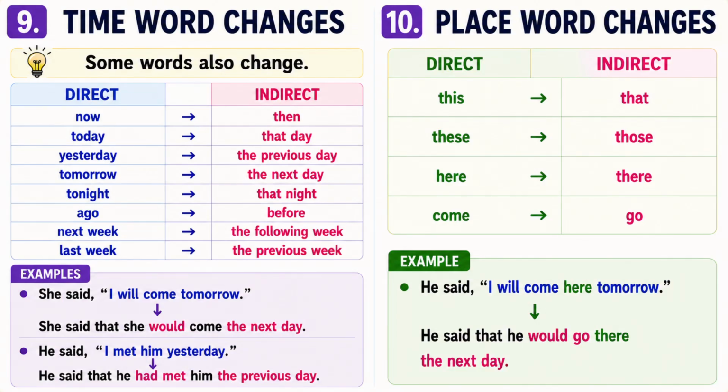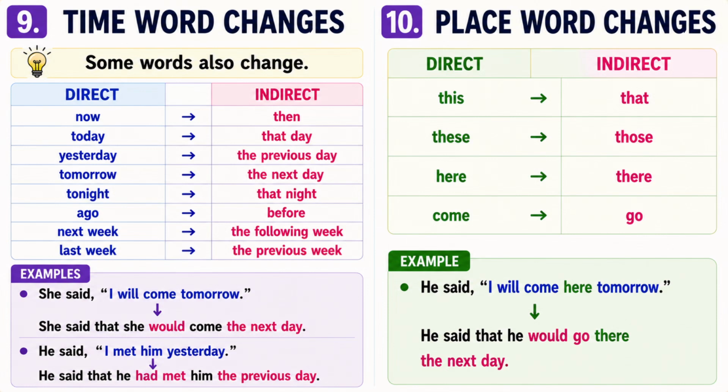Now let us learn time word changes. In direct and indirect speech, some time words also change. Now becomes then. Today becomes that day. Yesterday becomes the previous day. Tomorrow becomes the next day. Tonight becomes that night. Ago becomes before. Next week becomes the following week. Last week becomes the previous week.